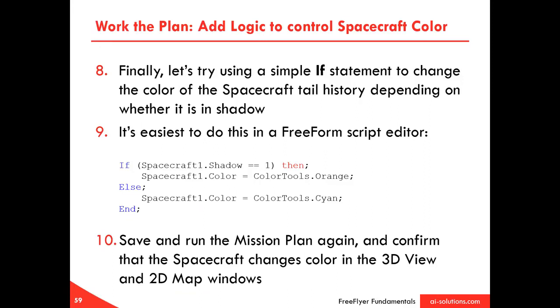The last piece of this hands-on problem is to color code the spacecraft depending on whether it is in light or in shadow. We're going to use a simple if statement to change the color of the spacecraft's tail, and it's easiest to do this in a FreeForm script editor by typing in the if and else statement that you see here and modifying the spacecraft.color property. You can see we're using a utility called Color Tools to easily change the color. You can choose from any of the colors that are available.